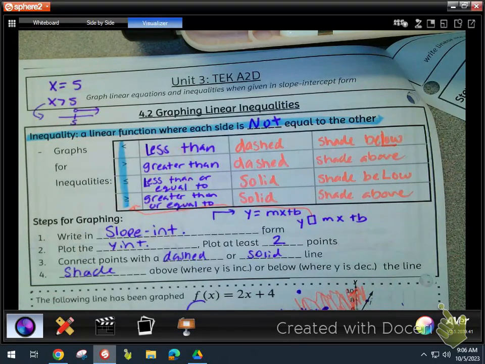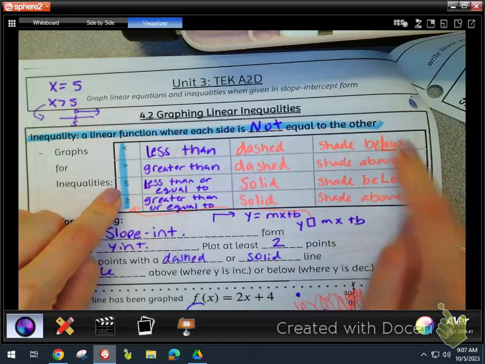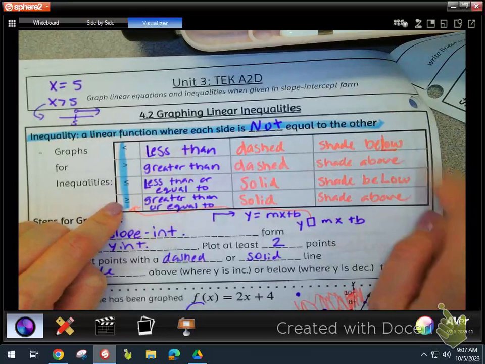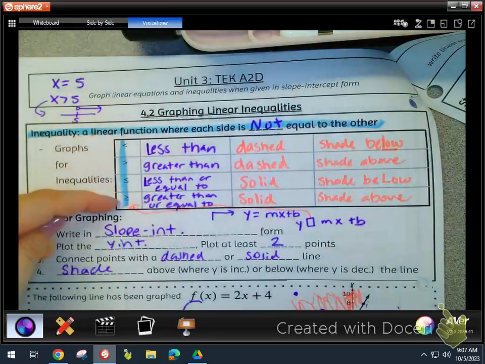And then we also have to account for the shade. The shaded region tells us where our solutions are. And that depends on your sign. If it's a less than or equal to, then you're going to shade under your line. If it's a greater than or equal to, you shade above your line. So that's the difference between the two. It's important because we're going to be mixing all these together to really look at, is it an equation or an inequality sign? Does it have an equal sign or does it have one of these guys?